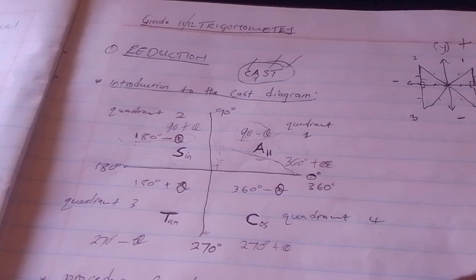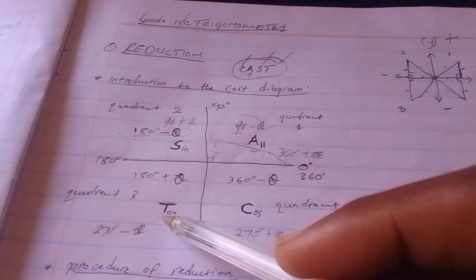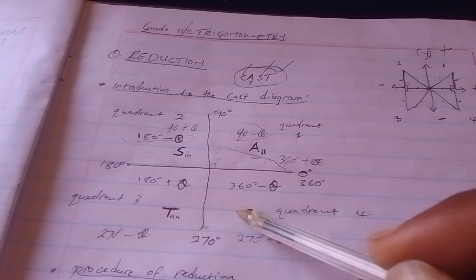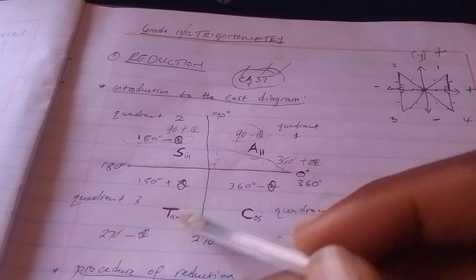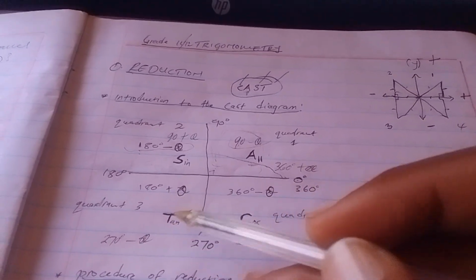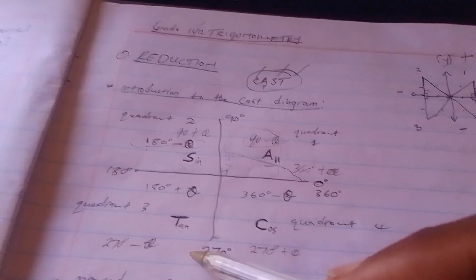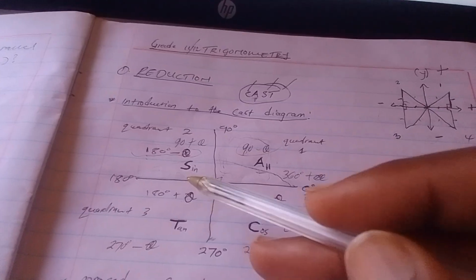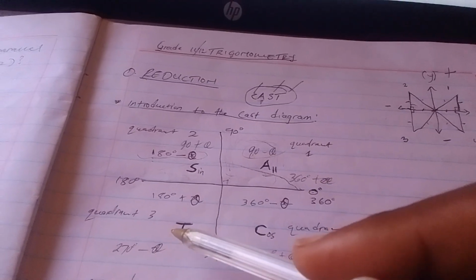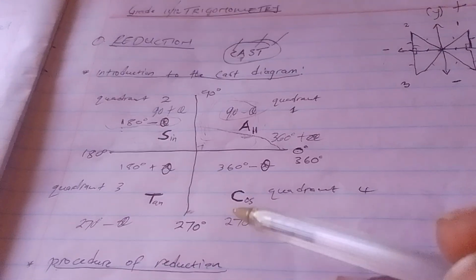So on our third quadrant, we have tan. Don't forget the CAST diagram. Cram this thing. CAST. So now we are at T on our third quadrant. Only tan is positive, and the rest are negative. Sine and cos are negative on our third quadrant. So then let's come to our fourth quadrant.